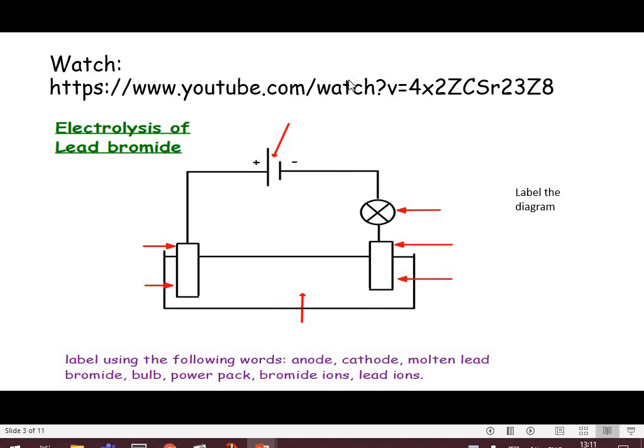What I'd like you to do is to watch this video on the electrolysis of lead bromide, and then you can complete the rest of the slides on this PowerPoint and they match your book. So you'll complete the pages then in your book. So you watch this video about the electrolysis of lead bromide and then you answer the rest of the questions.